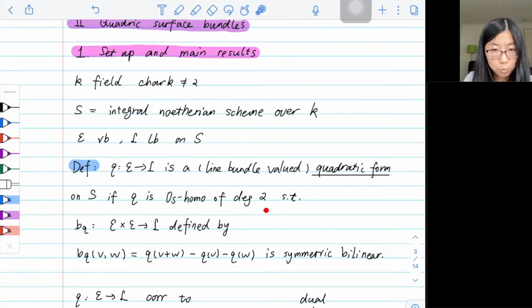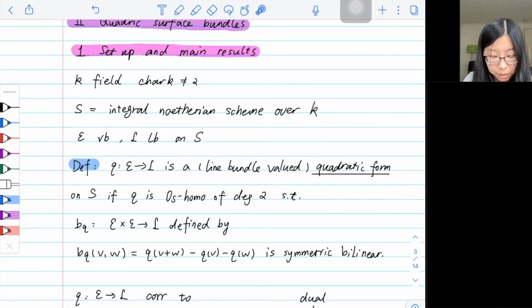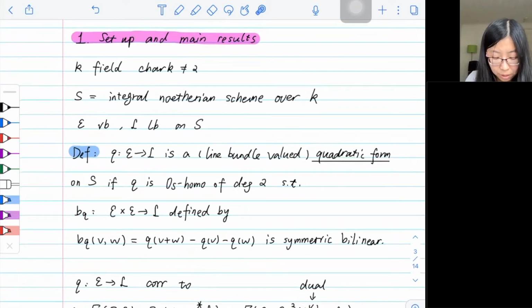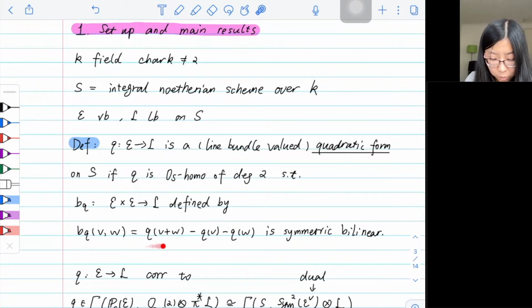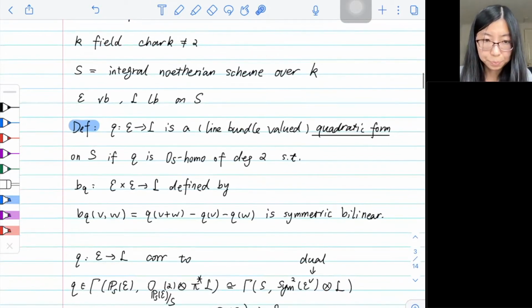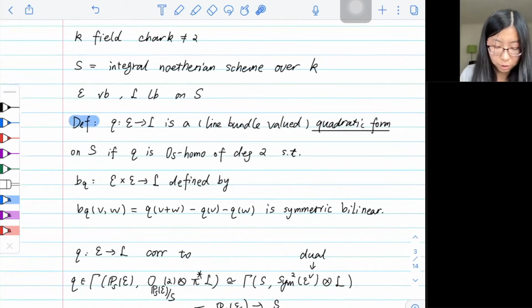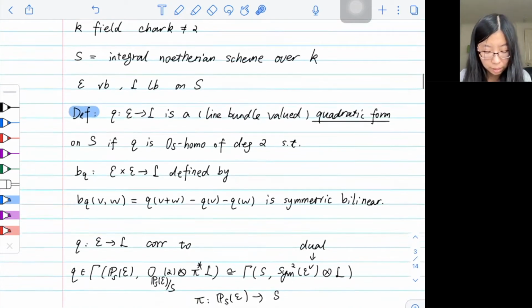an O_S homomorphism of degree 2, such that if you consider the following map B_Q from E times E to L, defined by this equation right here, so it takes (v, w) to Q(v+w) - Q(v) - Q(w), we require this to be symmetric bilinear. This is actually the associated symmetric bilinear form. So then Q would be a quadratic form.